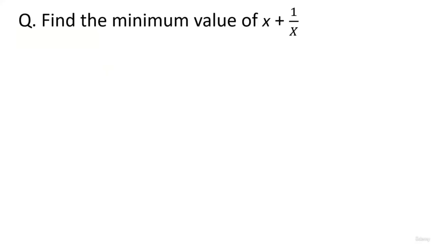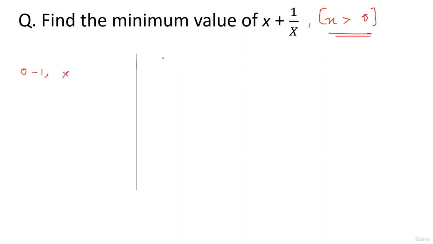Okay, guys, so we go on to the next question. Find the minimum value of x plus 1 upon x. There's a condition here given that x should be greater than 0. Now you can take values from 0 to 1 and check. Agar 0 liya to khair, not defined hoga.